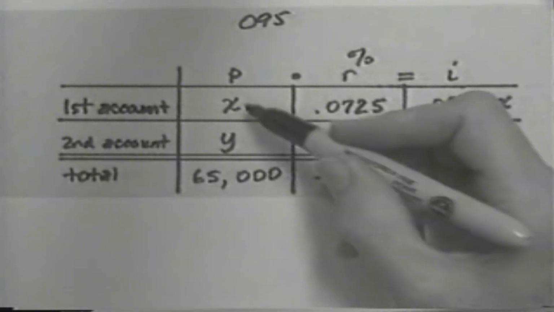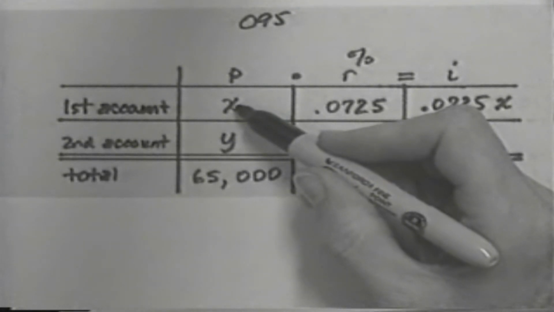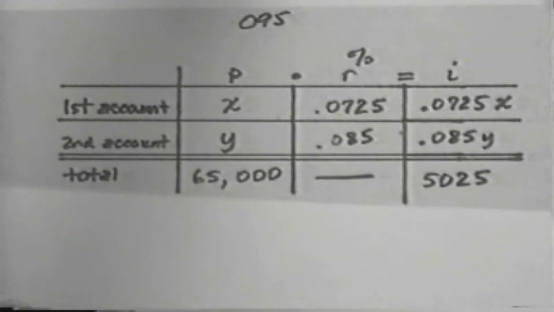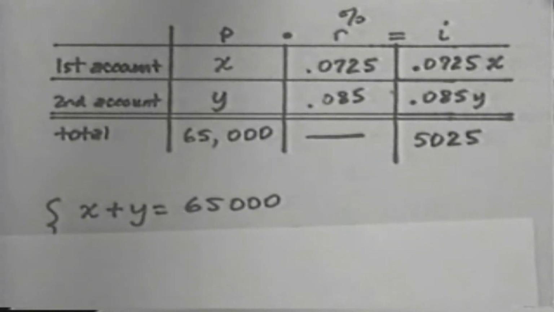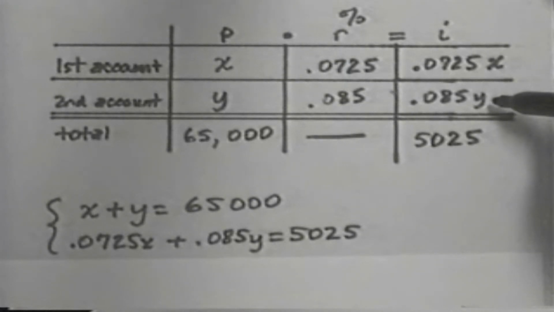Well, now we have two variables, X and Y, and so we're forced to have two equations. Our first equation comes from principal in the first account plus principal in the second account gives the total principal. And so our first equation is X plus Y equals 65,000. The next one comes from the interest column, the other place that I have both X and Y. So I add the two interest amounts, 0.0725x plus 0.085y equals 5,025.